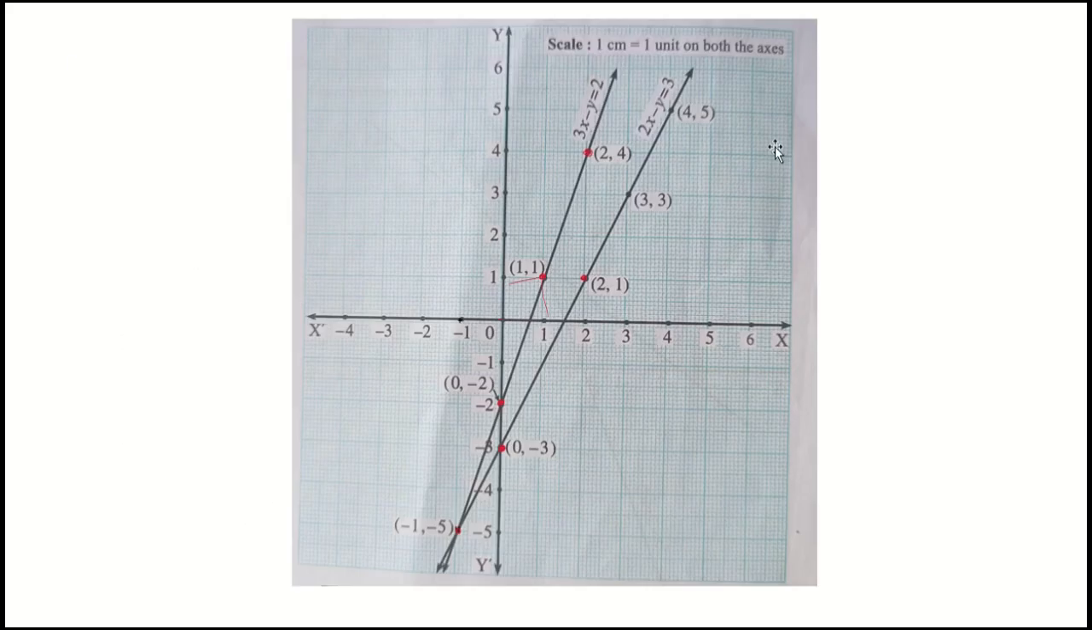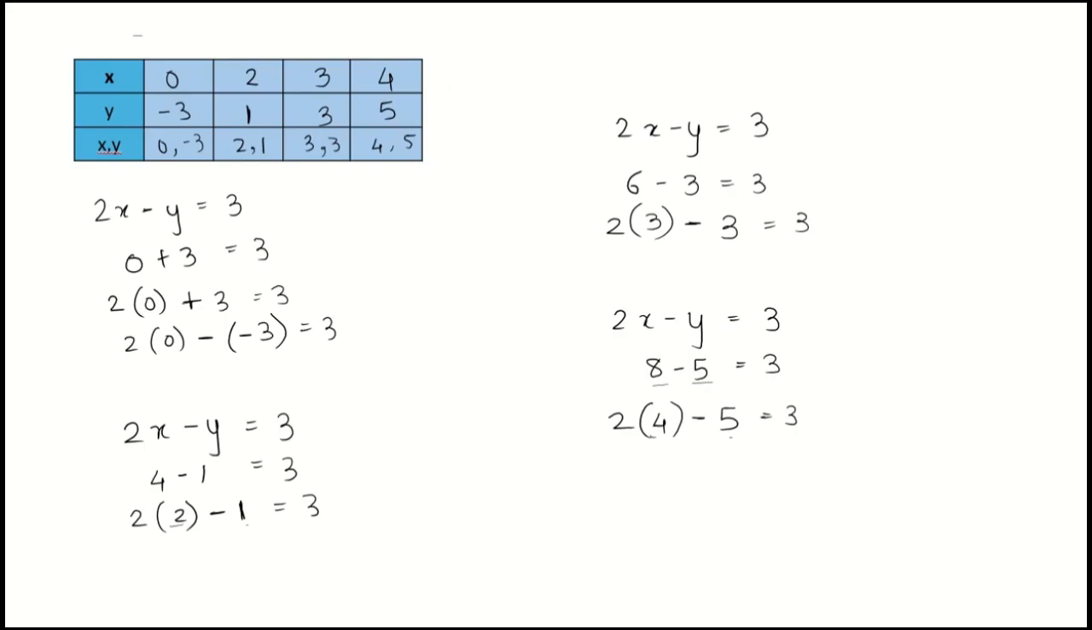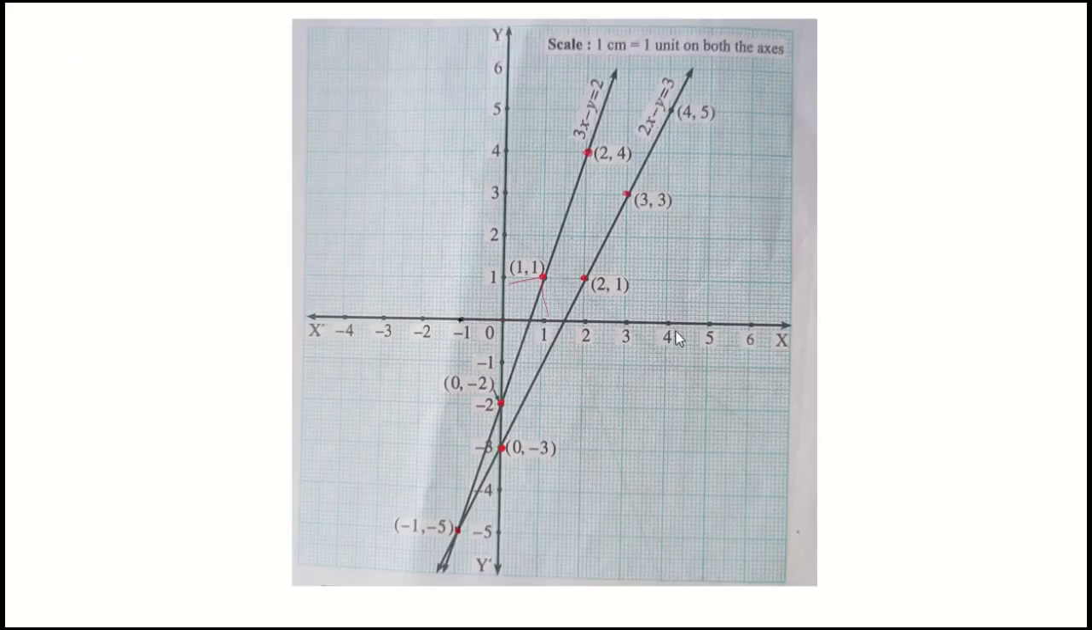3, comma 3. Even here both are 3. X is 3 and y is 3. Next point is 4, comma 5. Here x is 4 and y is 5. We will draw a single line through these points for the equation 2x minus y is equal to 3.